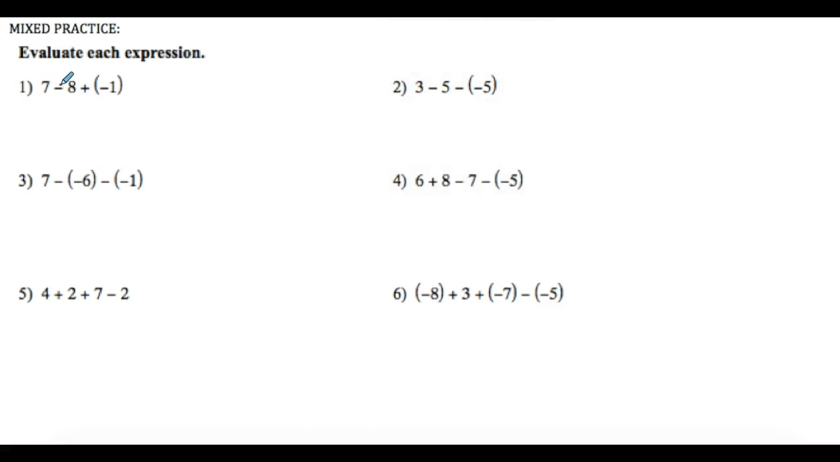So let's take a look at what needs to change. I see a subtraction sign, so I need to change that, and if I change that, then the number next to it needs to change. So that would be 7 plus -8. And because this is plus, I can leave it alone already. I do not need to change the addition.